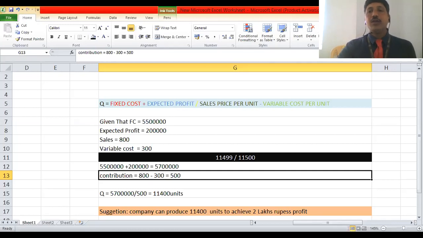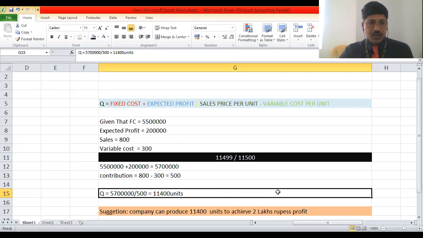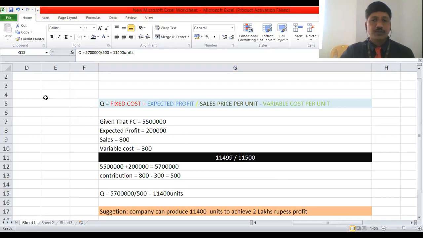Okay. Now, this is how to find the quantity required for the desired profit. Will you please copy this problem? Anybody have any doubts? Let me know. Still, anybody have any doubts to be clarified? Please let me know.